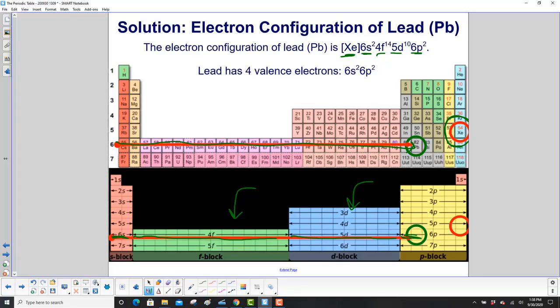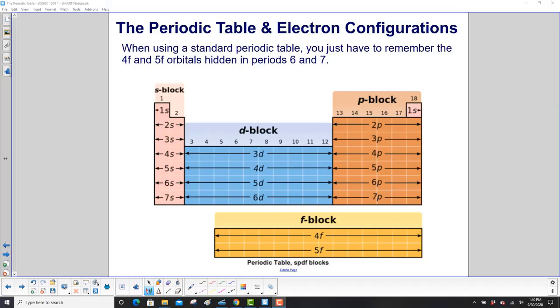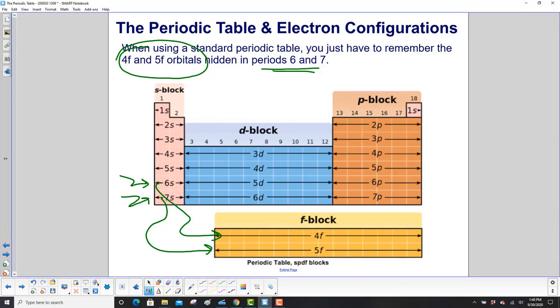So there's a lot of electrons here that don't count as valence electrons. We only count the electrons in the n equals 6 shell, so we have 4 valence electrons for lead. When using a standard periodic table, you just have to remember the 4f and 5f orbitals that are hidden in periods 6 and 7. So here's your standard periodic table here, but within 6 you have the 4f, and within 7 you have the 5f.